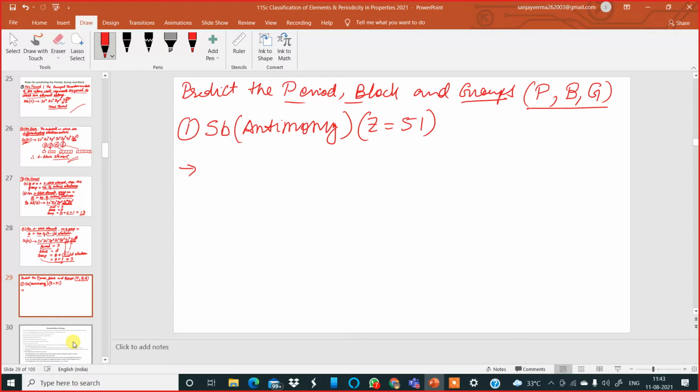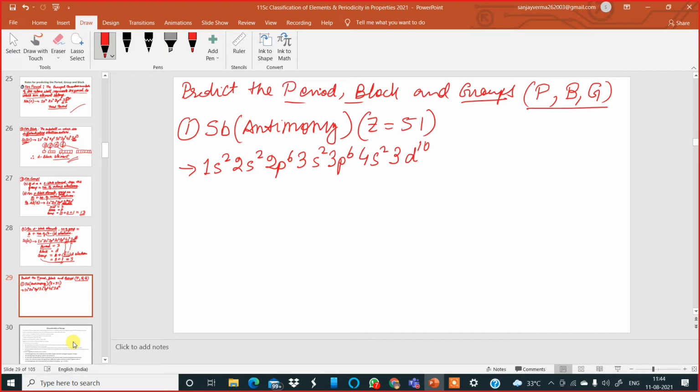I start: 1s2, 2s2, 2p6, 3s2, 3p6. After 3p comes what? 4s2. Then after 4s2 comes 3d, 3d10.